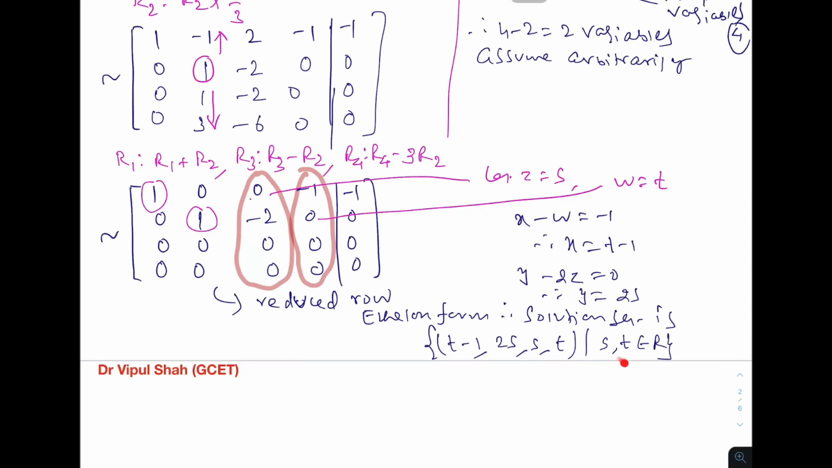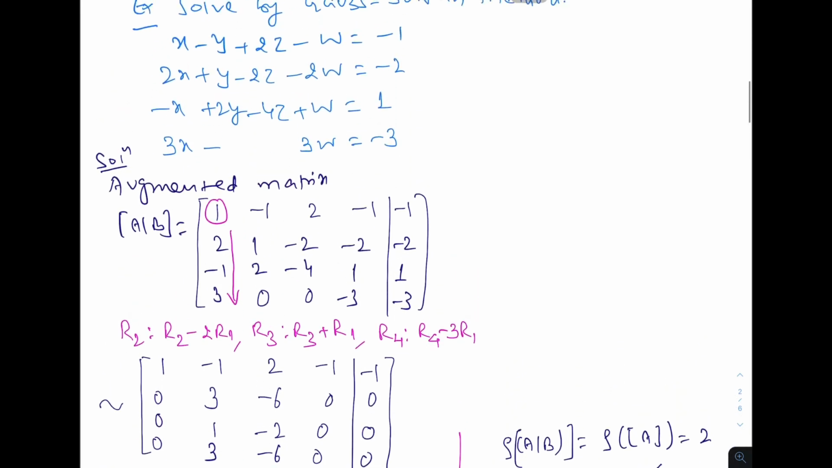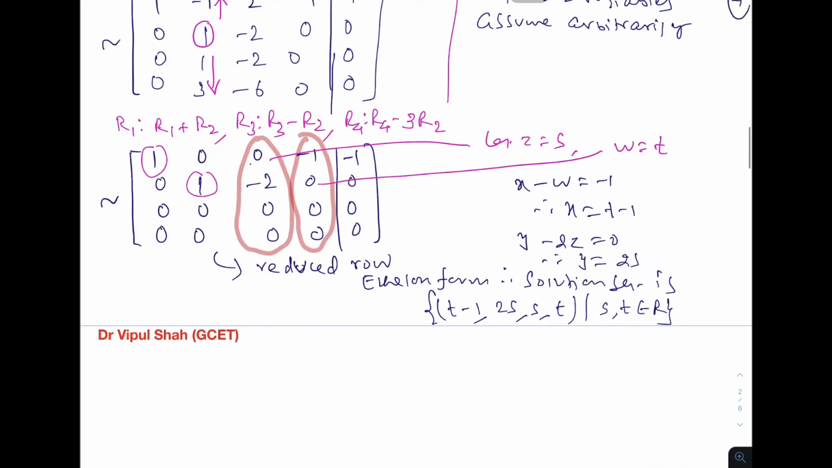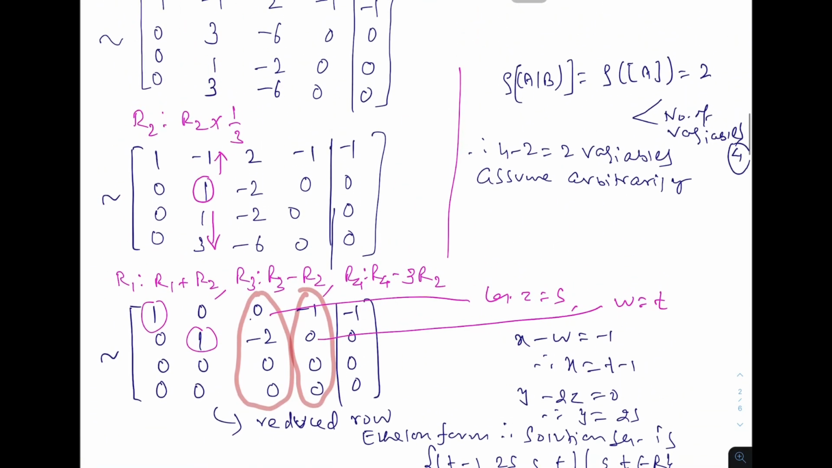So if I select any S and T, we will get 4 numbers here, quadruple, and if you use this quadruple in any of these equations, it will satisfy. Okay. So that is the solution by using the Gauss-Jordan method.